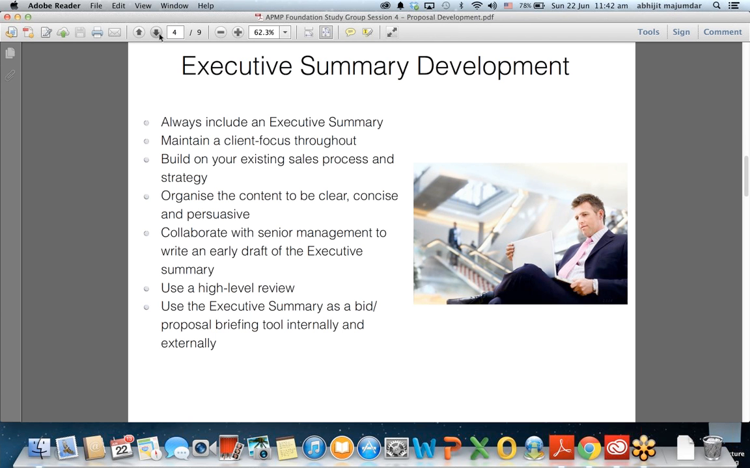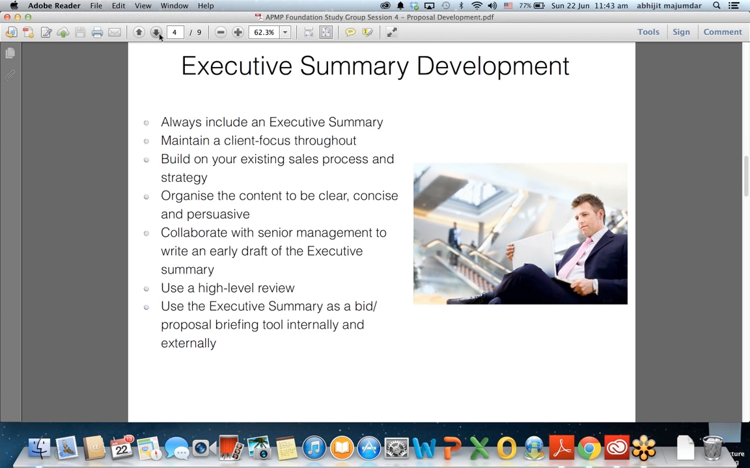And also run your executive summary with your top management, with your senior management, to see that their views, their thoughts, the vision of your company and the vision of the customer's company are aligned. So vision alignment is a very important thing in executive summary development. And the inputs for it can come only from the top management. So do not hesitate to involve your senior management when you are preparing your executive summary, and run your draft executive summary with the senior management.